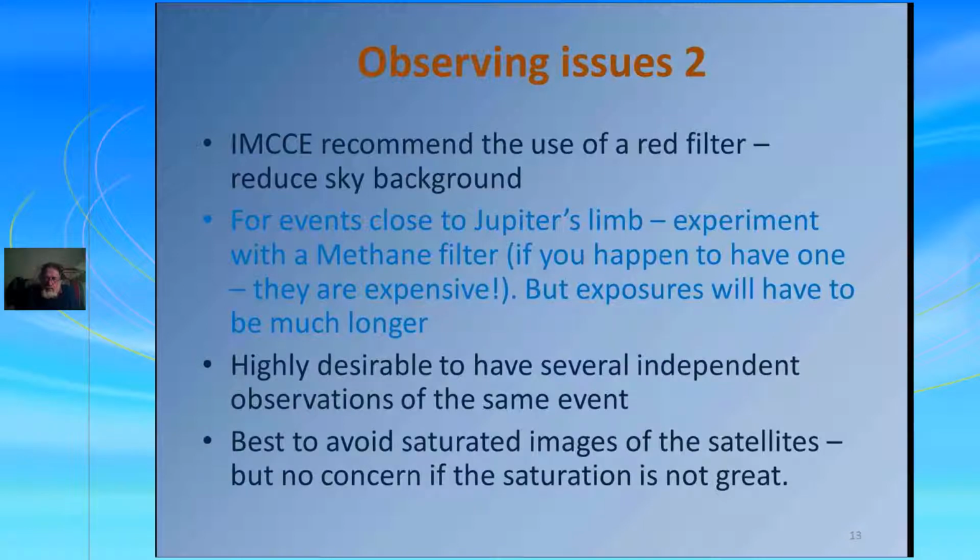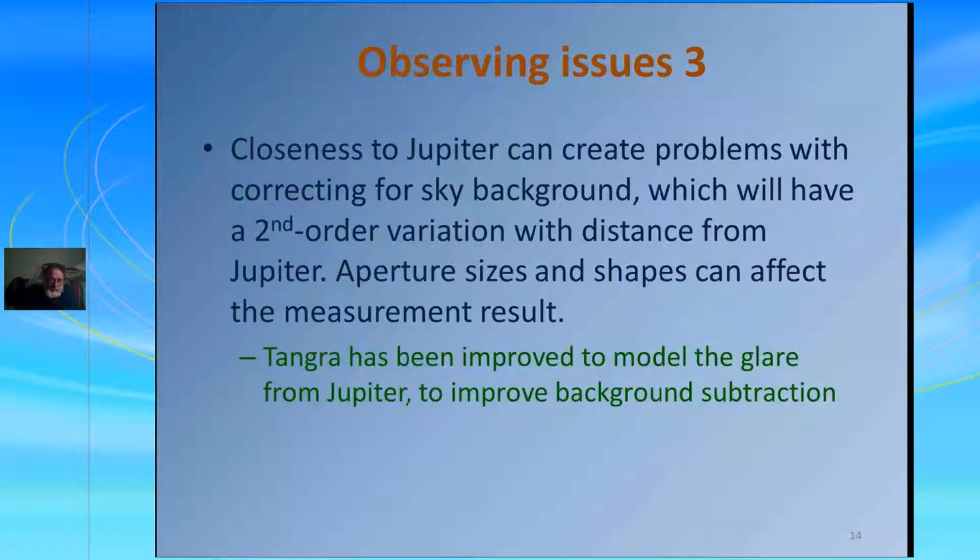Closest to Jupiter can create problems with the sky background correction. Remember, the way aperture photometry works is you have a central aperture which measures the star or the moon plus the background around it, and then you have a larger annulus around it which measures the background. The usual assumption made with that background subtraction is that the background light is uniform across that background aperture.